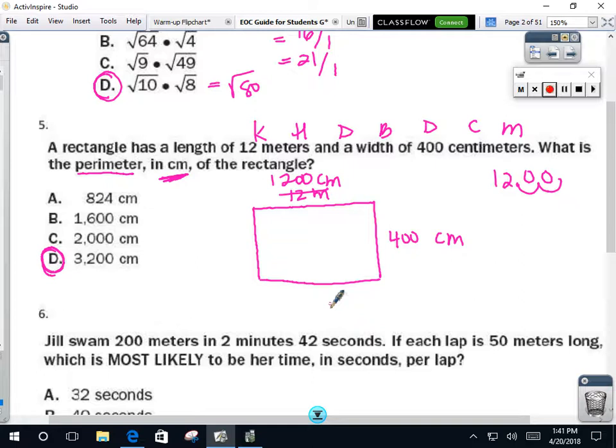Now look. This is perimeter, which means you add up all the sides. So if this side's 1,200, this is 2 because it's a rectangle and those are equal. Same thing for this, 400. When you add them all up, it's 3,200.